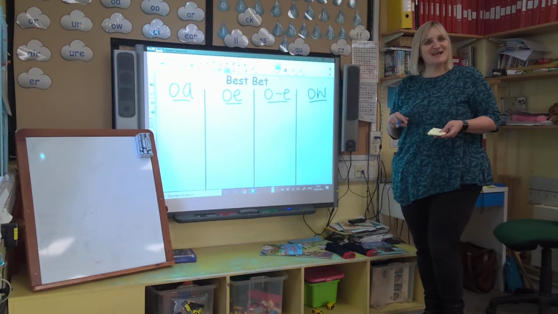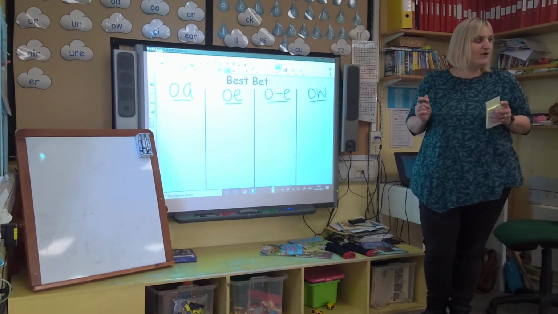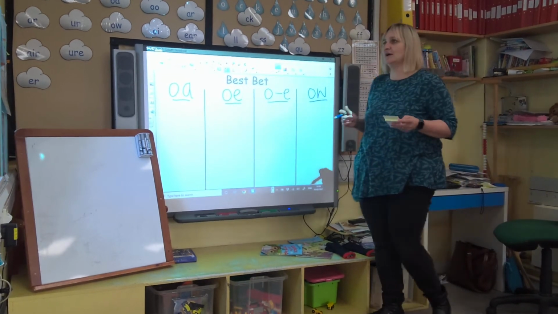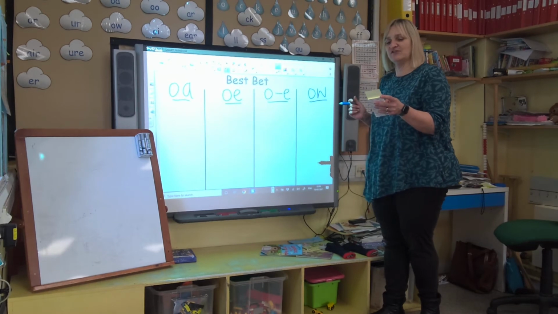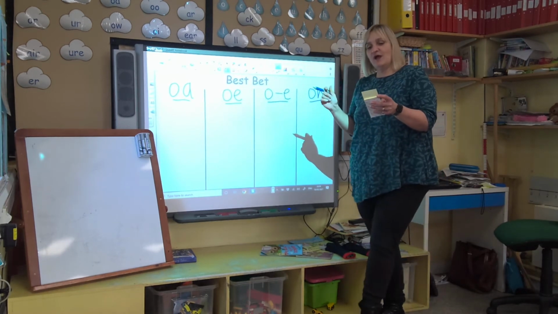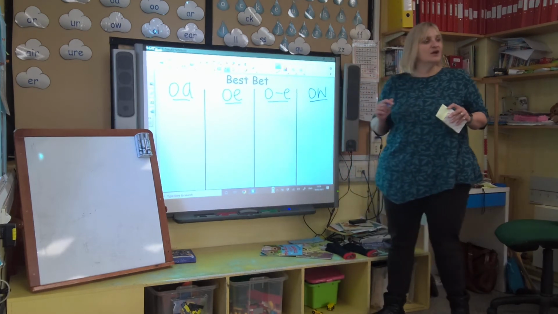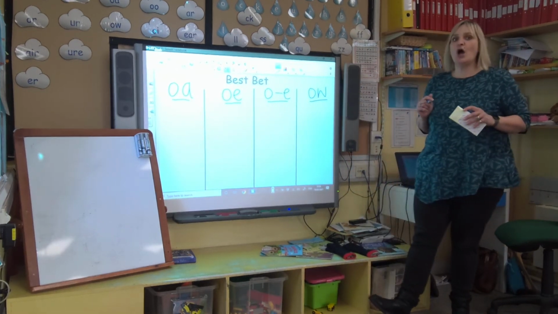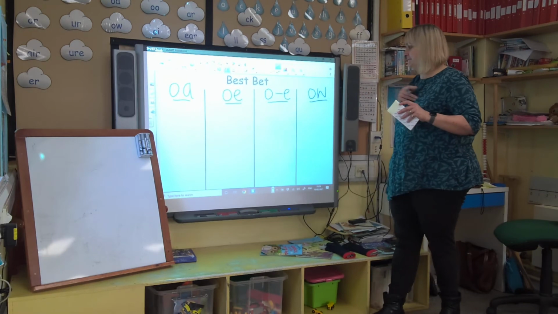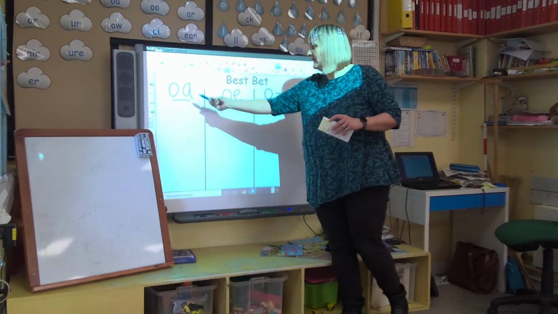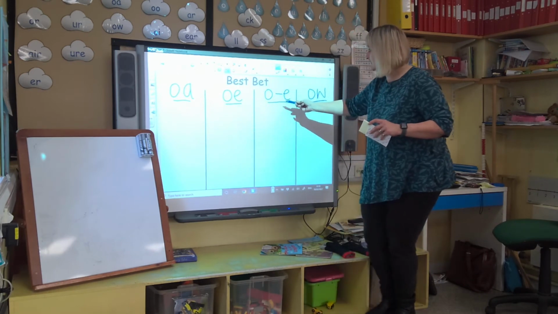So I'm going to say a word and you're going to point or write down. We're pointing, you're writing down at home, and if you're in year 1 especially, you're going to point to where it should go, write it down. So my first word is toe. Toe. So where are we going to put toe? Which O sound do you think is in toe?